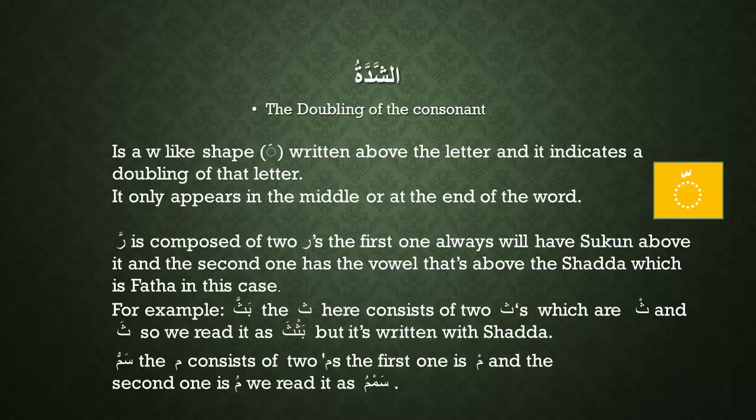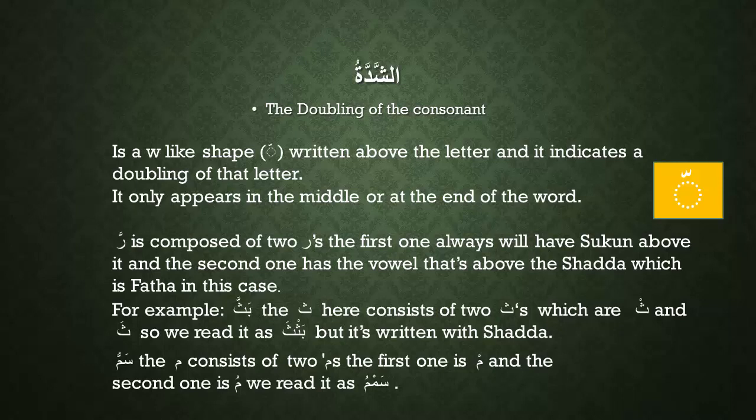Shadda, the doubling of the consonant. It's like a little W shape written above the letter, and it indicates the doubling of that letter. It only appears in the middle or at the end of the word. Ra with Shadda is composed of two Ra's. The first one will always have Sukun above it, and the second one has the vowel that's above or under the Shadda, which is Fatha in this case.